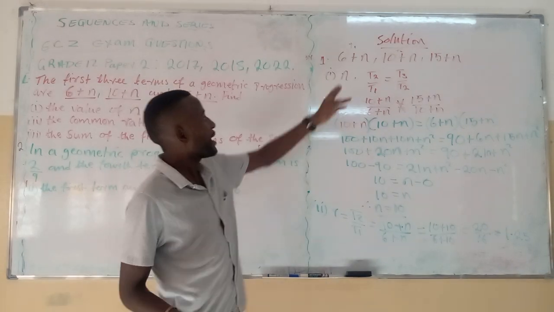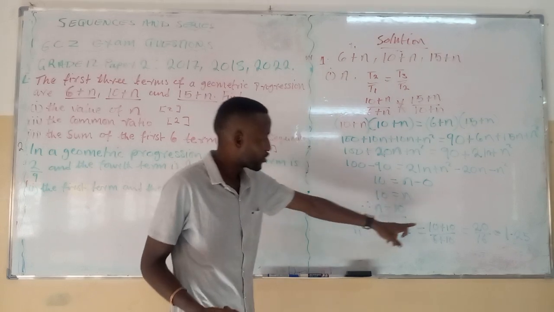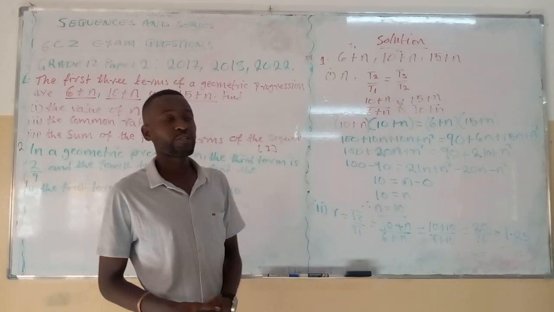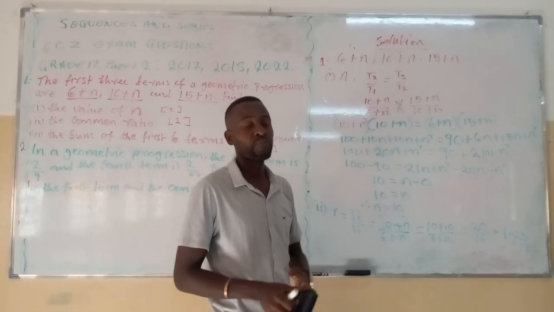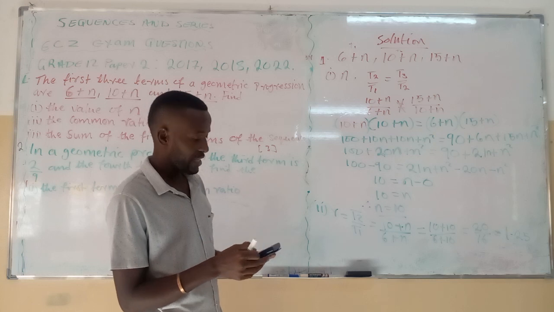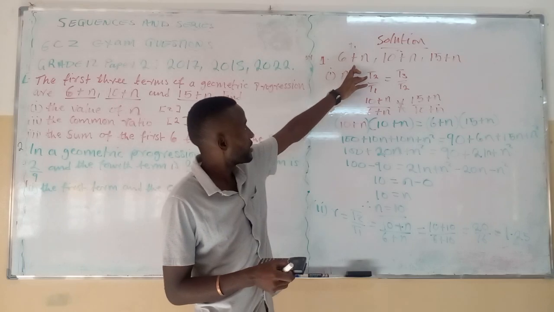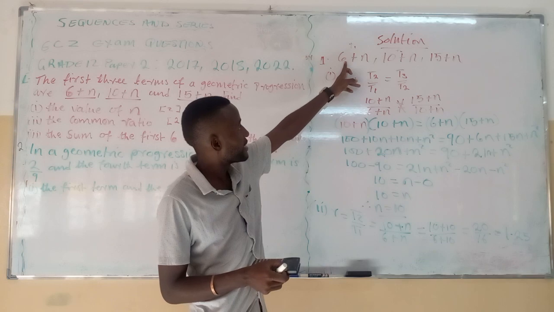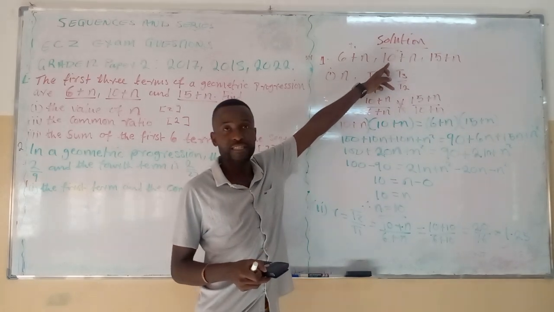So that's the common ratio. The first term is 16 and this is the second term, 20. Oh, not 20, the first term is 16. When you multiply 16 by 1.25, you are going to get 20, the second term.